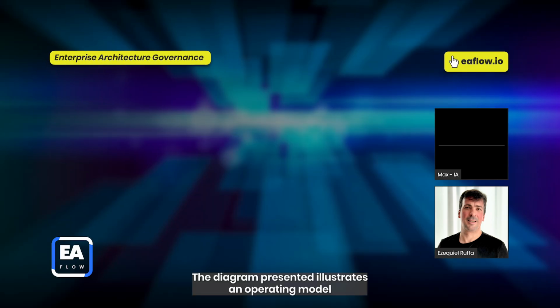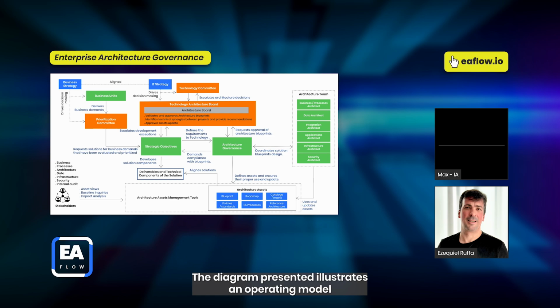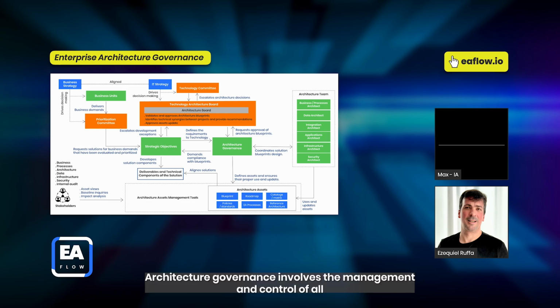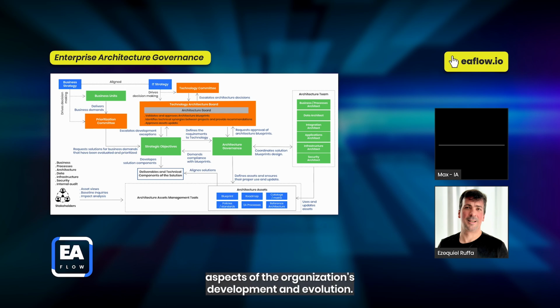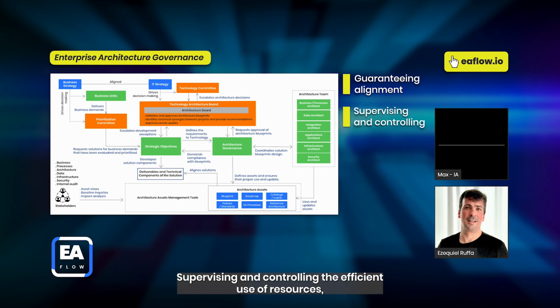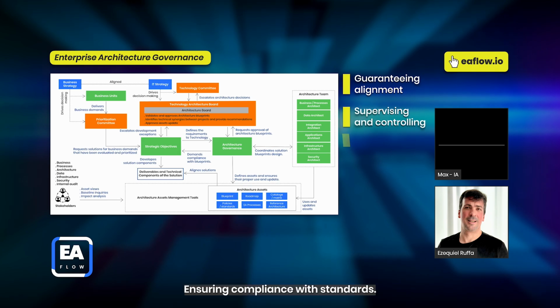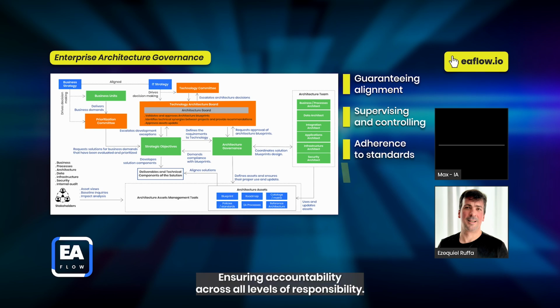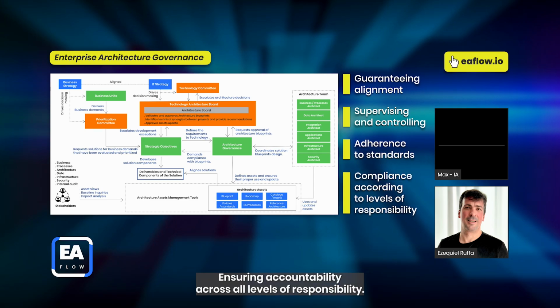The diagram presented illustrates an operating model that explains how processes are managed to execute and adapt strategic planning to the organization's defined environments. Architecture governance involves the management and control of all aspects of the organization's development and evolution. Its main objectives include ensuring alignment of decisions and actions with the company's strategic direction, supervising and controlling the efficient use of resources, ensuring compliance with standards, ensuring accountability across all levels of responsibility.